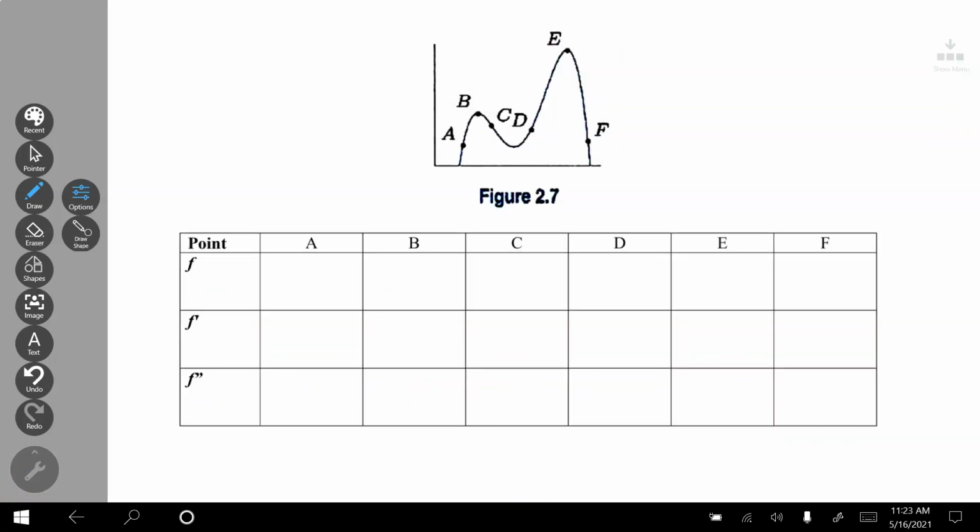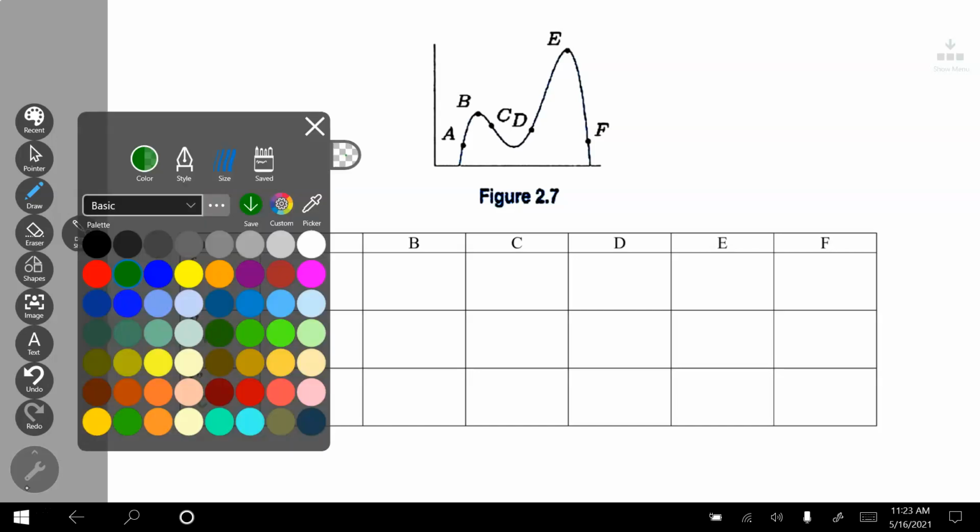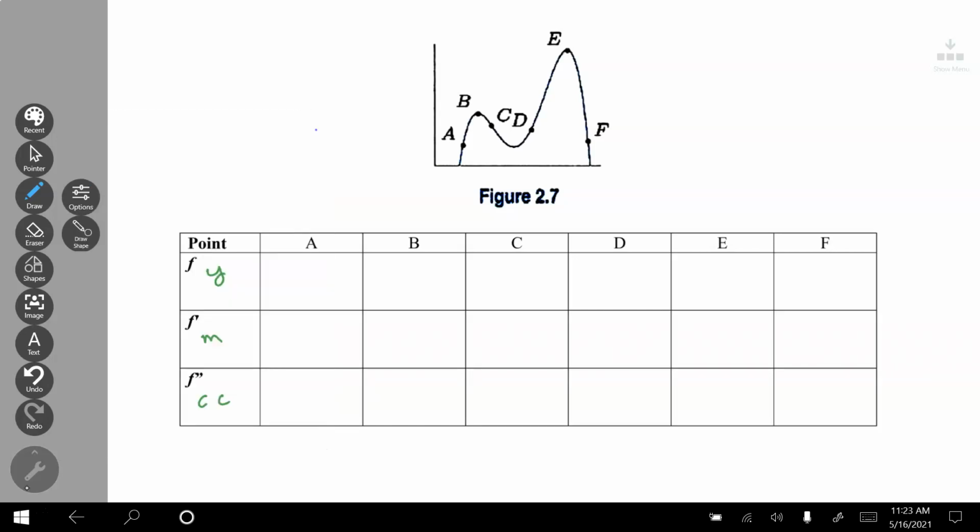Okay, we're going to do the same thing. F is the y value, F prime is the slope, F double prime is the concavity, and the y values are very easy for this one. All 6 letters are positive because they're all above the x-axis.